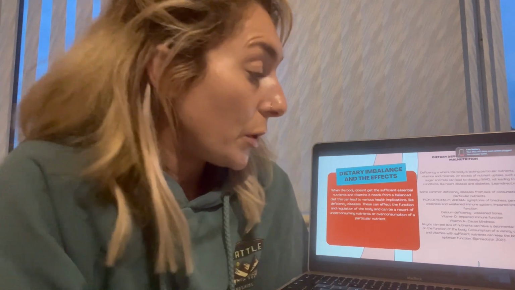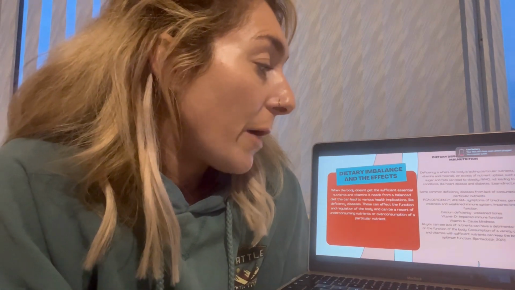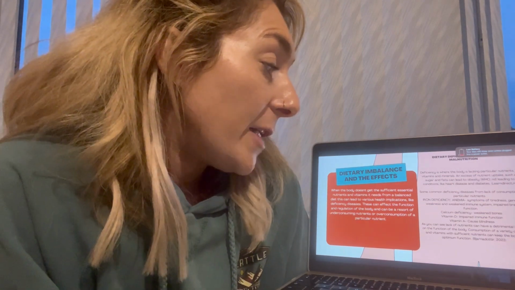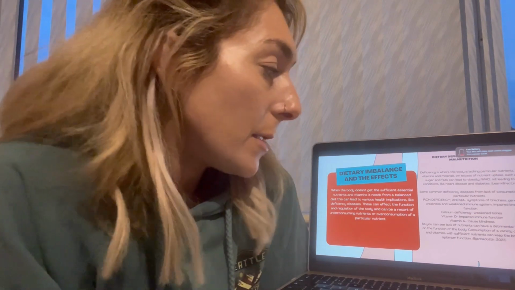So some common deficiency diseases from lack of consumption are iron deficiency anemia. The symptoms of that are tiredness, general weakness, weakened immune system, impaired brain function. Calcium deficiency will give us weak bones. Vitamin D, impaired immune function, and vitamin A deficiency can cause blindness. Lacking in vital nutrients, vitamins and minerals can have a vital impact on our body.